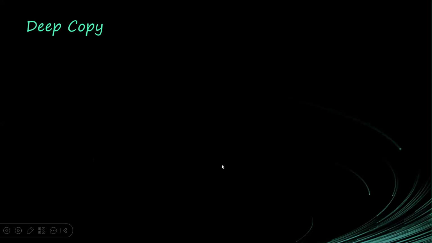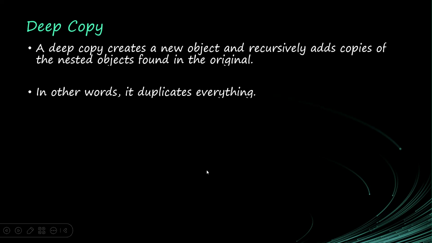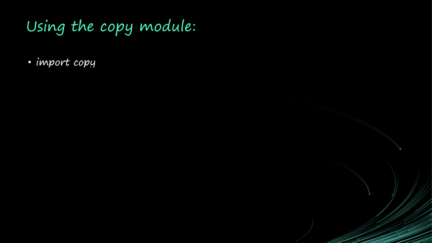Okay, so now let's talk about deep copy. A deep copy creates a new object and recursively creates copies of the nested objects found in the original. So what it means is that it copies everything. Shallow copy doesn't copy everything. Shallow copy makes a copy of the top level object, but the nested objects, it will not make a copy of them. It will make references to them. But deep copy will make a copy of everything.